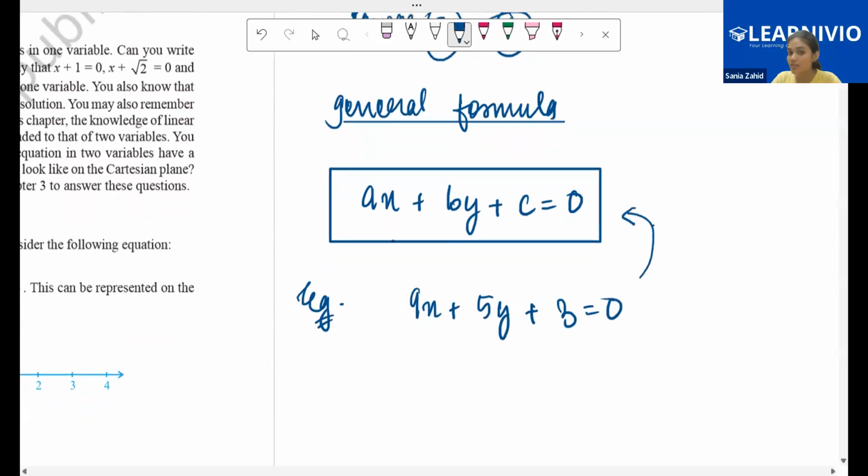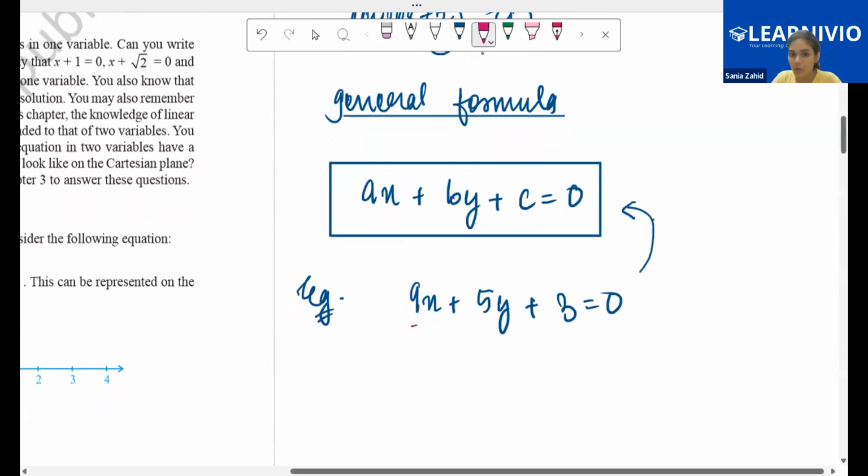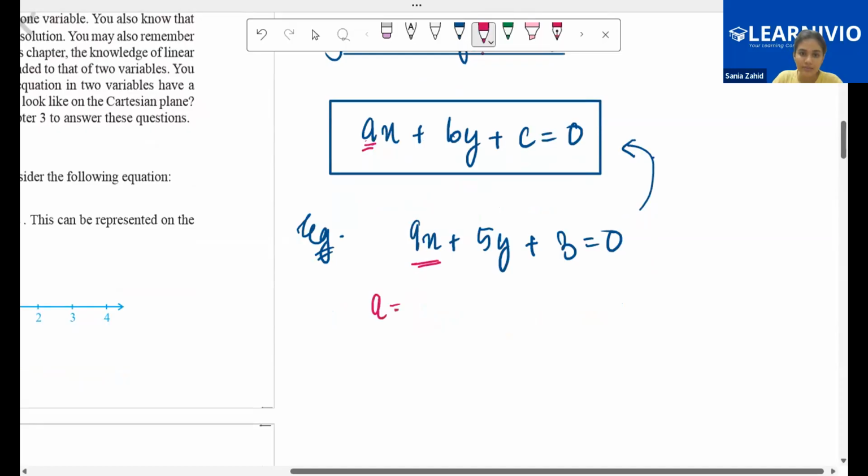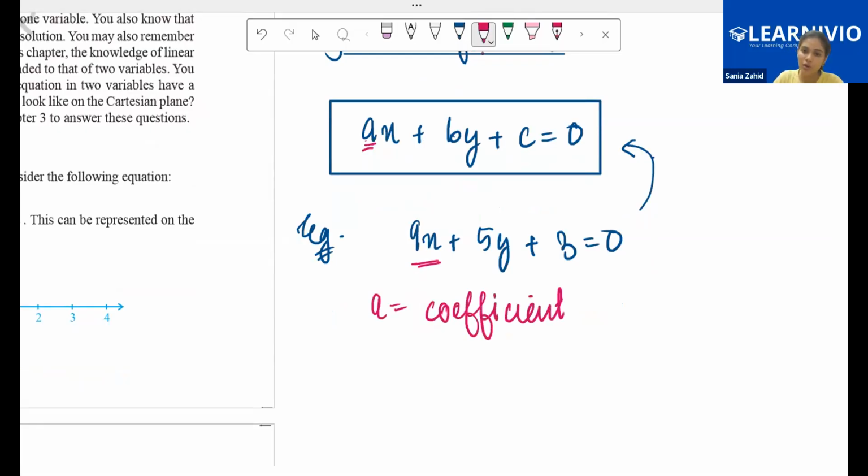Okay, right? This is the first term, which represents the ax. That means what is a now? A is the coefficient of x. What is a? Coefficient of x. So in this example, can you tell me what is the value for a?